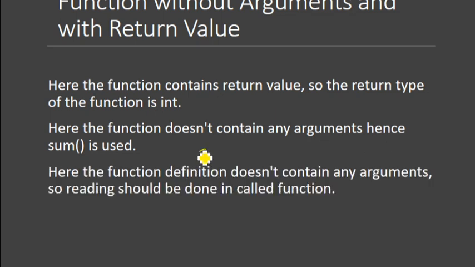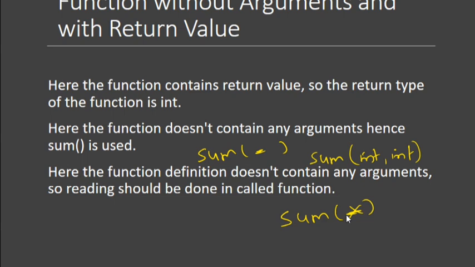So no arguments here. Previously I have seen sum, a function with arguments, where I write int comma int. But here, function without arguments means nothing is written inside the brackets. I'm simply calling the function. This is function with no arguments. This is function with arguments.